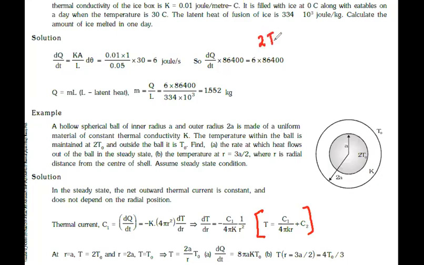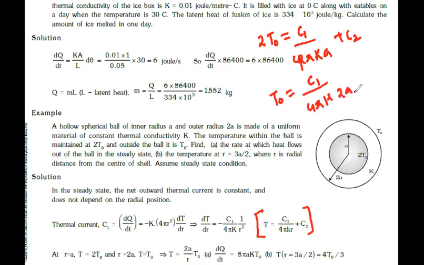I'll just put it. 2T0 is equal to C1 by 4 pi K A plus C2. And at T0, it is C1 by 4 pi K into 2A plus C2. Now think about it. If you compare this, you can find the value of C1 and C2. Yes or no? Just subtract this. We will get the value of C1 and C2. Now we can put the value. By putting the value, I'll get T in terms of r.